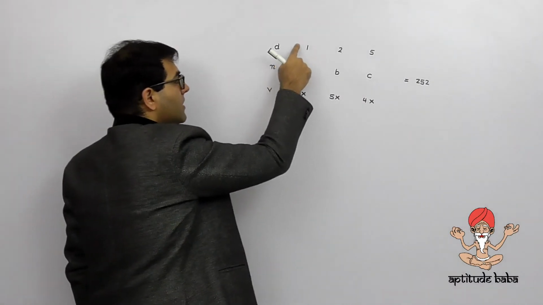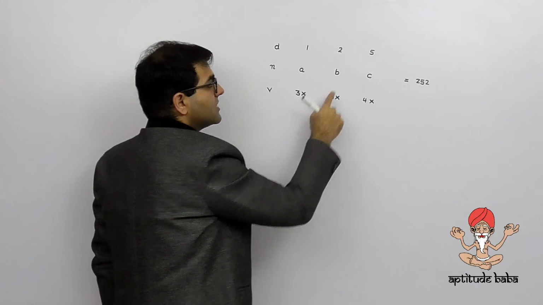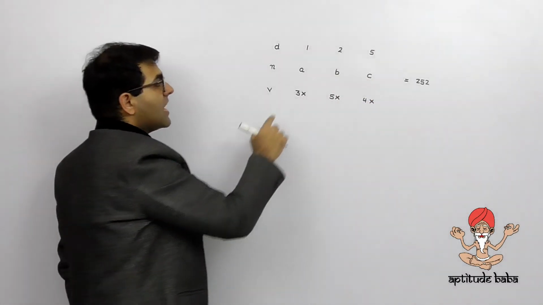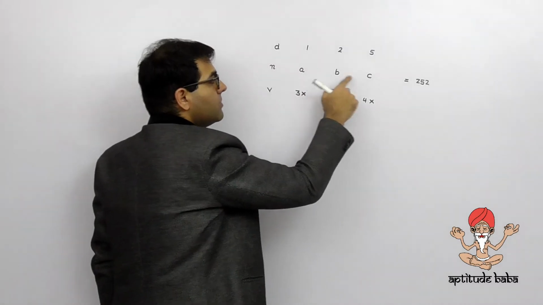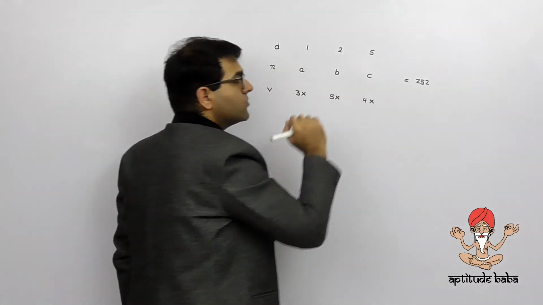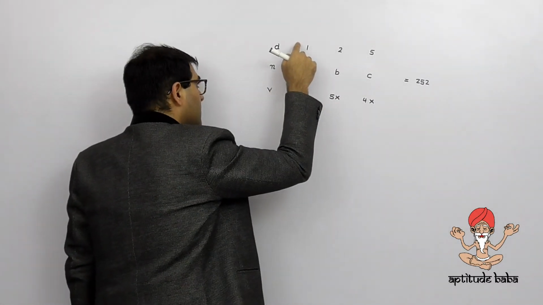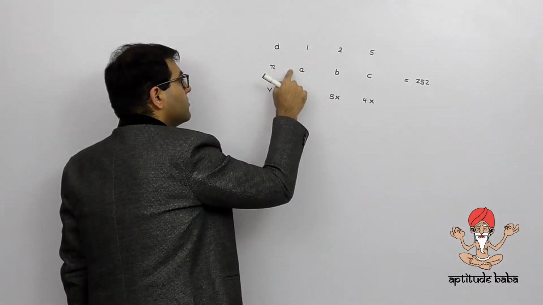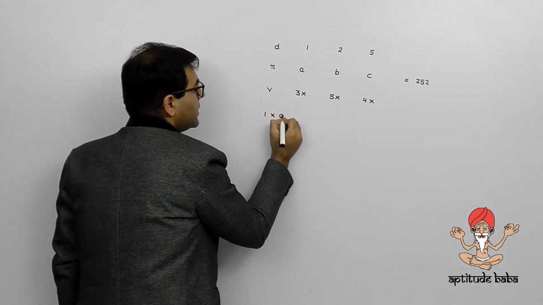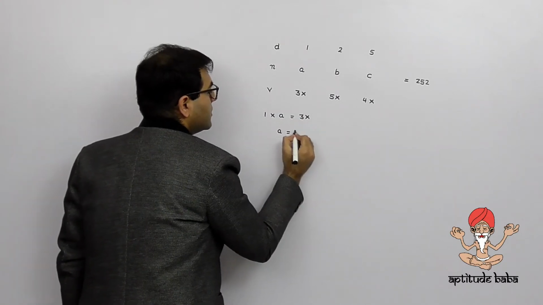Also, I know that D into N gets me V. So basically 1 into A gets me 3x, 2 into B gets me 5x and 5 into C gets me 4x. Using these relations, I can establish the value of A, B and C and then utilize the equation A plus B plus C equals 252 to get the answer. Let's try doing that. Value of denomination into number of coins gets me the total value. So 1 into A gets me 3x. So the value of A ends up becoming 3x.